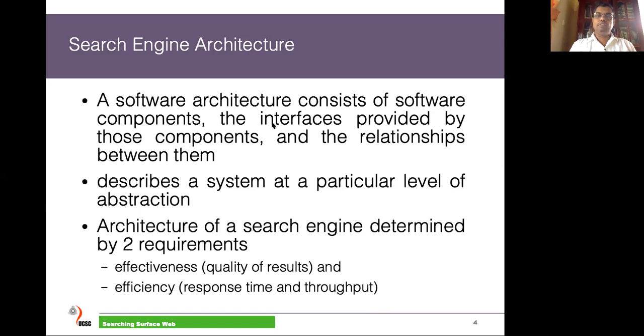The answers or the information they provide based on your search is a probability result. The result you get right now may not be accurate tomorrow, or maybe search engine X might give better results than search engine Y. Basically, the architecture of a search engine is determined by two requirements: their effectiveness and efficiency of searching. Effectiveness concerns the quality of the results they produce. Efficiency focuses on the time they take to produce the results.